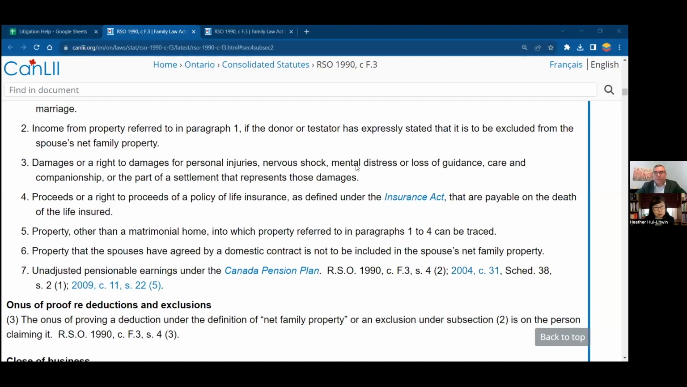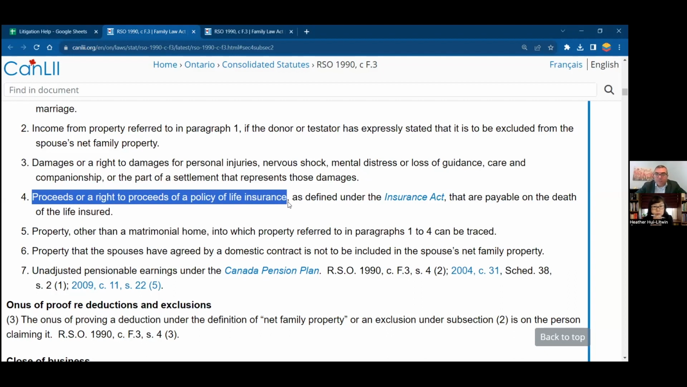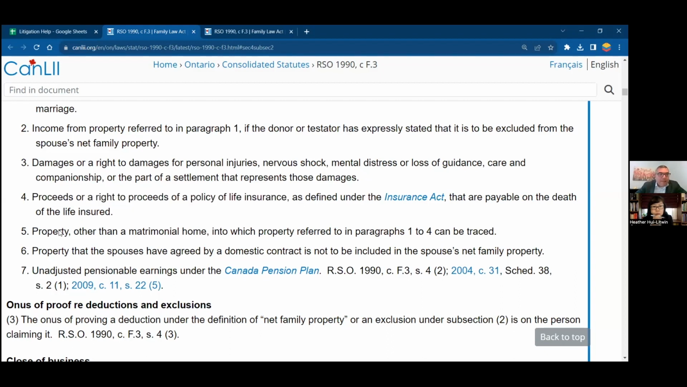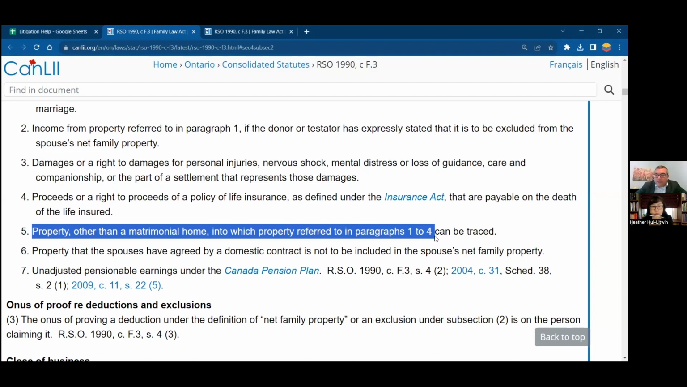Okay. So a couple of other items that you may receive during a marriage are also to be excluded, because they fall from outer space and don't make up part of the fruits of the marriage. And so one of those is proceeds or a right to proceeds of a policy of life insurance. Property other than a matrimonial home into which the property referred to in paragraphs 1 to 4 can be traced, and we're going to talk about number 5 separately. That's our next line item.